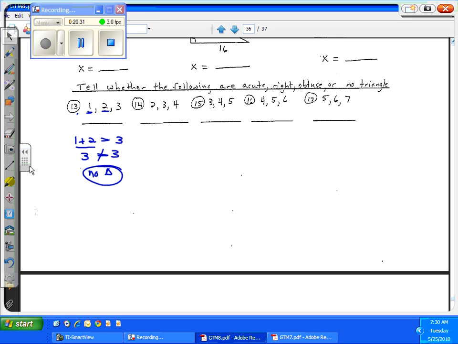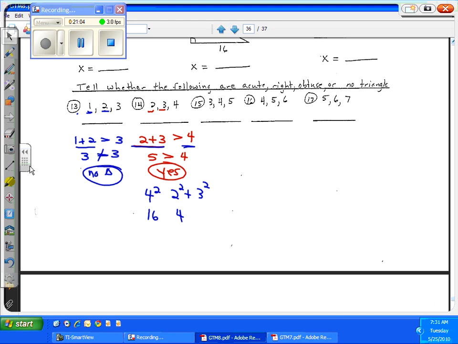Number 14, we want to see if it's a triangle, so we check to see if the sum of the smaller two is greater than the third. Is the sum of the smaller two 5 greater than 4? Yes, so it is a triangle. Now that tells us it is one, but it doesn't tell us what kind. To see what kind, we compare the square of the larger to the sum of the squares of the other two.